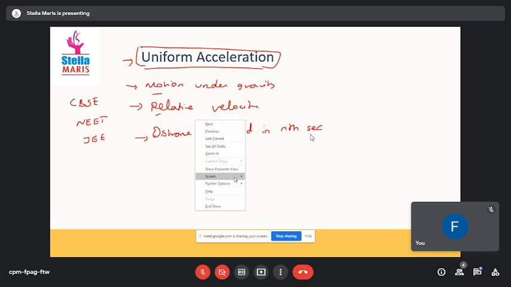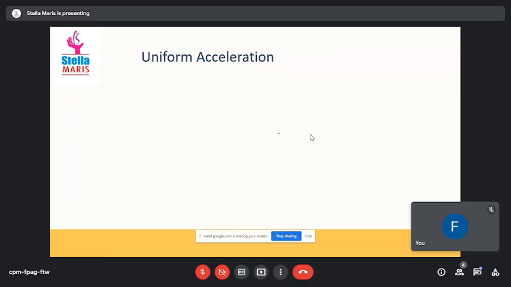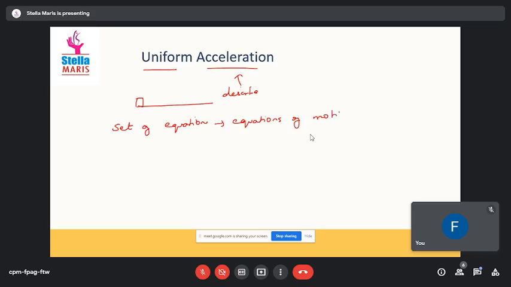So we'll see uniform acceleration. When a body or an object is moving in a straight line with uniform acceleration, how to describe this motion? The motion of the object traveling with uniform acceleration is analyzed by a set of equations. That is nothing but what you would have studied in lower classes also: equations of motion. First we'll elaborate the quantities involved in the equations of motion.